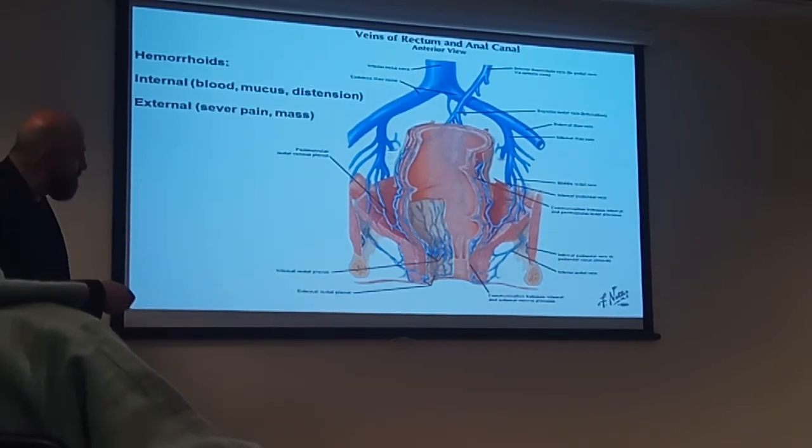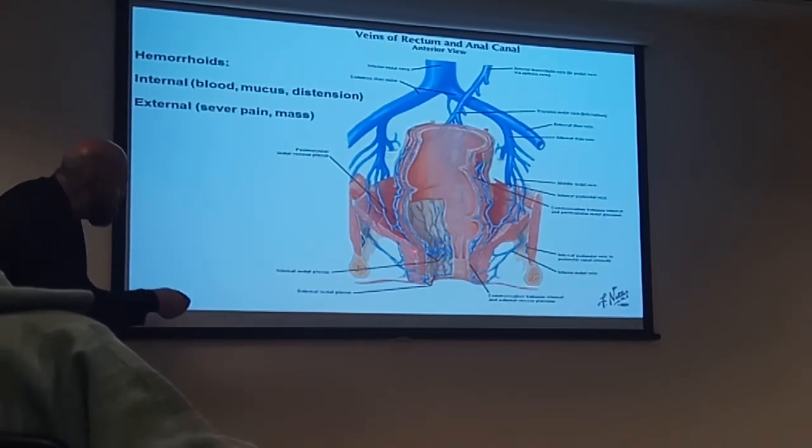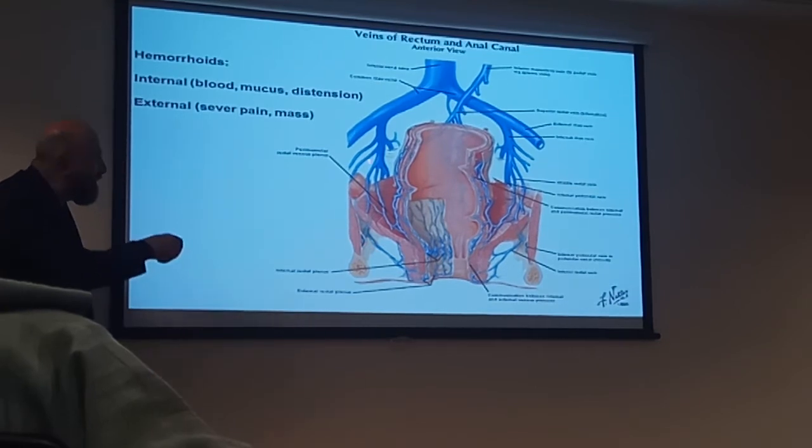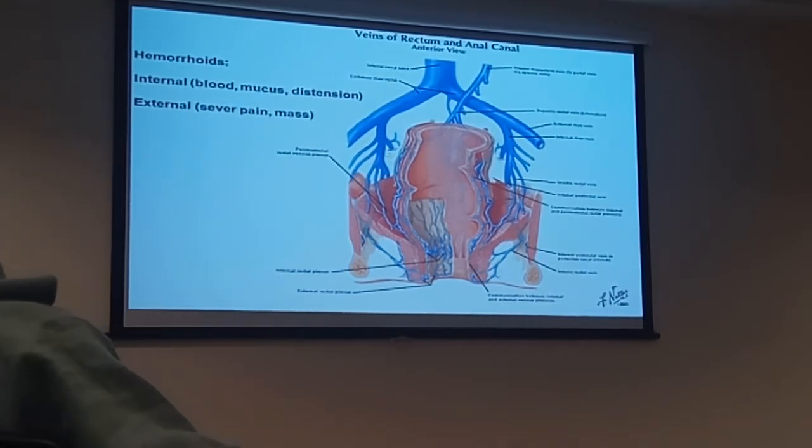Superior rectal is going to drain to inferior mesenteric, which drains to splenic, then portal. Middle rectal and inferior rectal are going to drain into the internal iliac. So the anal canal, that tiny little portion, 4 centimeters, has two systems that will drain it: one portal and one systemic.